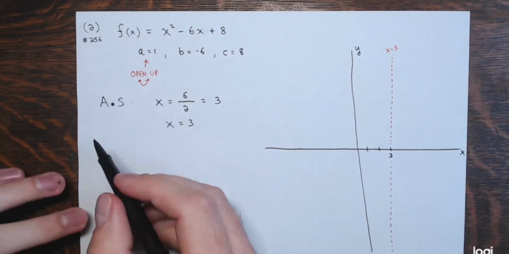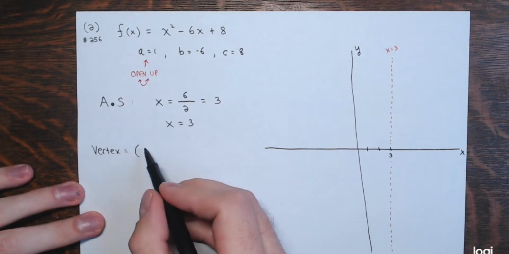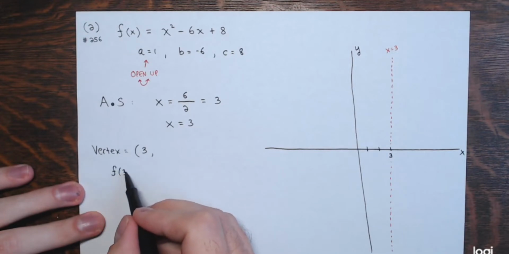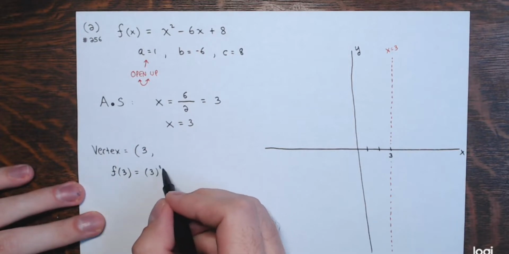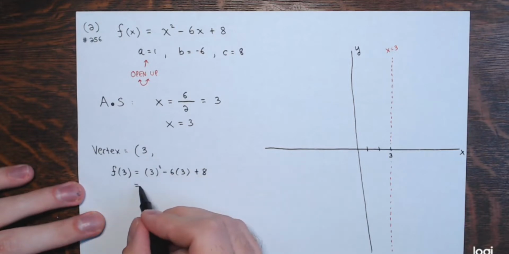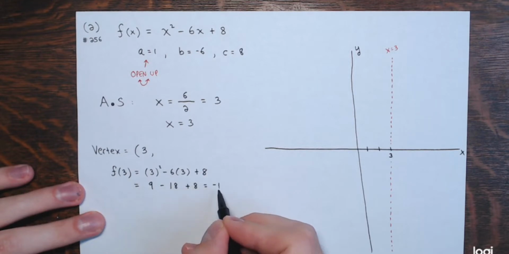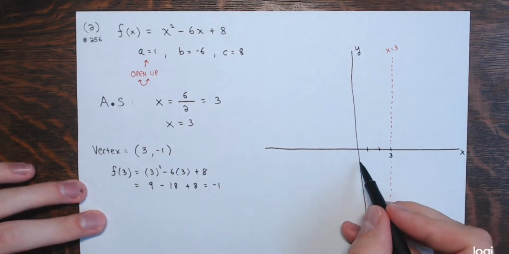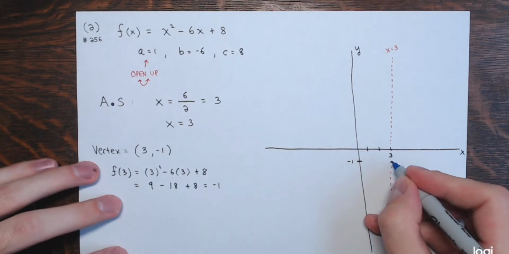Now the vertex. Well, I know it's going to have an x-coordinate of 3, and now I just need to find f of 3. What's the output when the input is 3? That'd be 3 squared minus 6 times 3 plus 8. That's 9 minus 18 plus 8, which would be negative 1. Negative 9 plus 8. So input 3, output negative 1. There's the vertex right here.